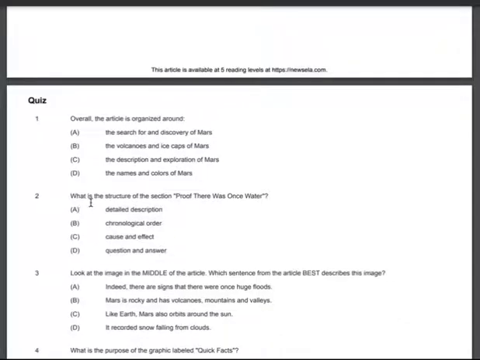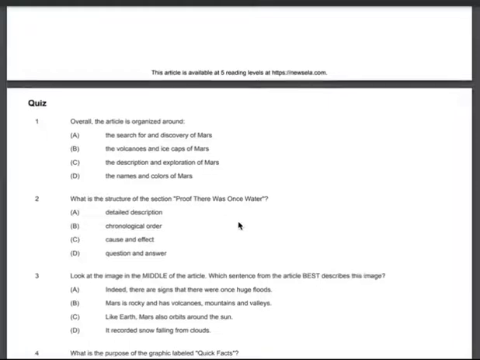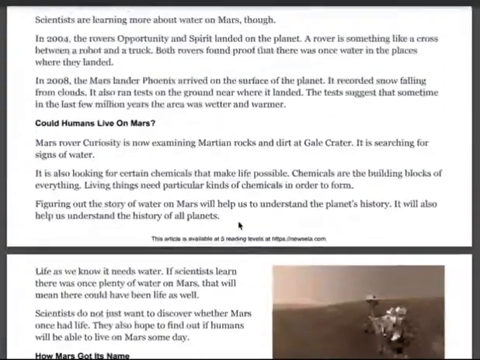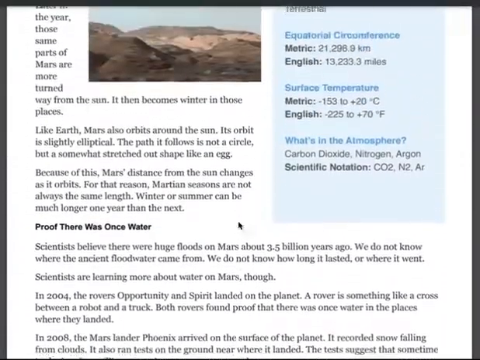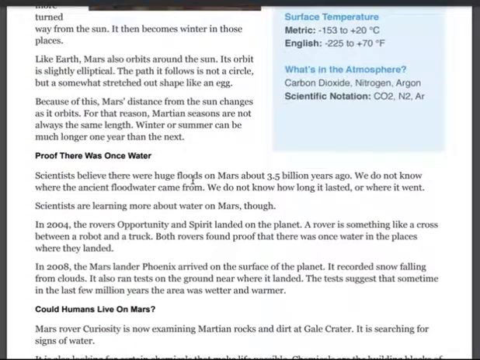The second question is, what is the structure of the section, proof there once was water? So we're going to go back here and look at proof there once was water. Scientists believe there were huge floods on Mars about 3.5 billion years ago. We do not know where the ancient floodwater came from. We do not know how long it lasted or where it went. Scientists are learning more about water on Mars, though.